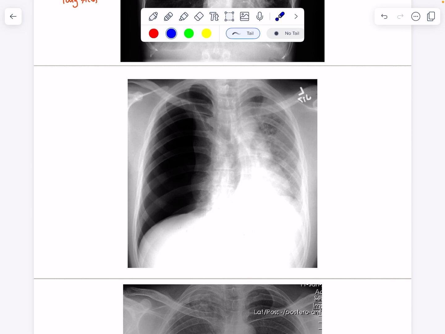Difference between a pneumothorax and a tension pneumothorax: tension is life-threatening. The way you'll be able to determine that is, is the trachea deviated?